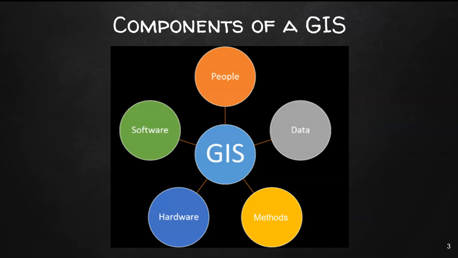So methods in GIS include how the data will be accessed, stored, managed, processed, analyzed, and finally presented as an output for a particular application. So again, the key thing is just to understand that GIS is comprised of these 5 different areas.